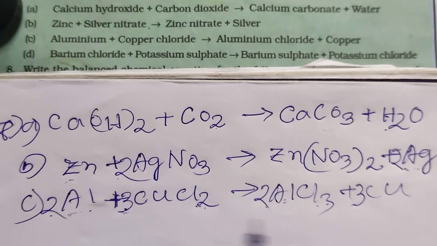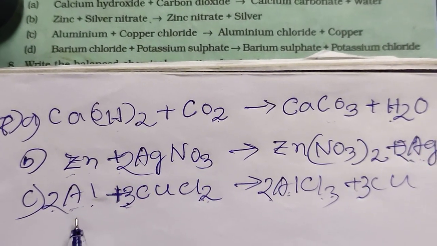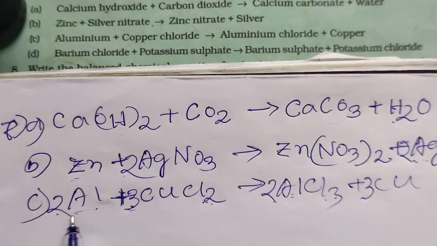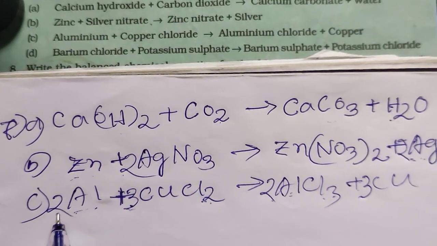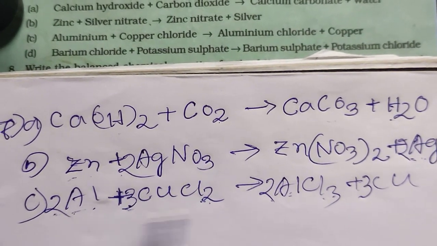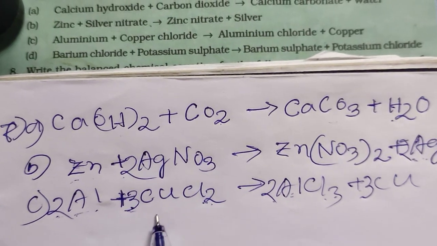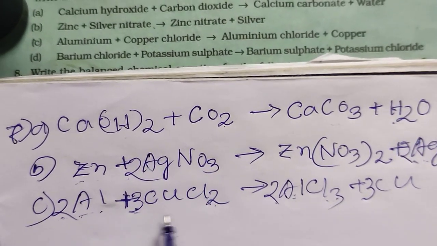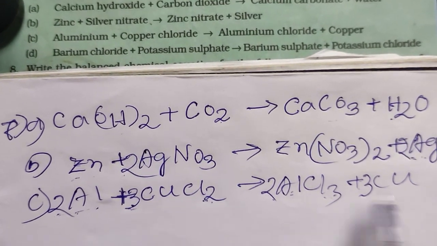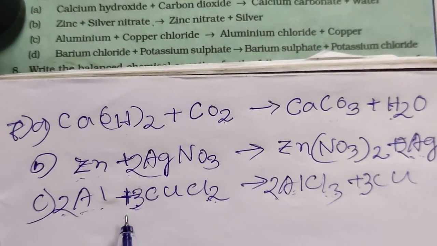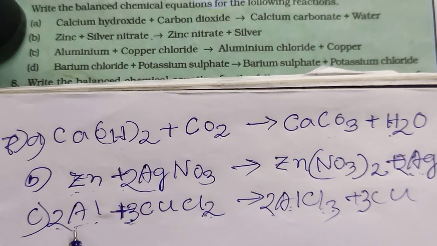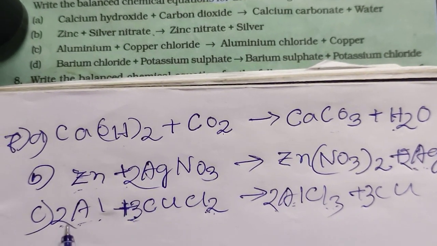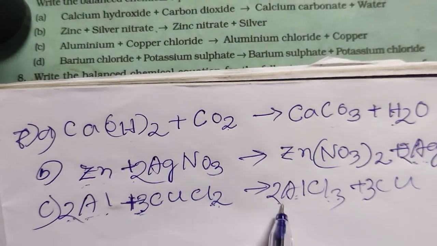Okay, now count again the number of each element. On the reactant side, the number of aluminium atoms is 2, here is also 2. Chlorine 3 times 2 is 6, here 2 times 3 is 6. Next, the number of copper is 3, here is also 3. So it is balanced, and the ratio of reactant and product is 2:3 to 2:3.